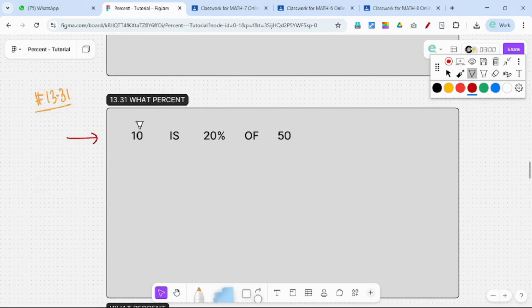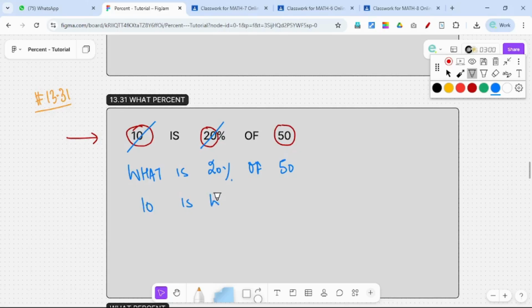There are three numbers, numeric values: 10, 20, 50. I can form different combinations, different questions. For example, if I replace one of the numeric value by what, for example in first case, so I will write what is 20% of 50.